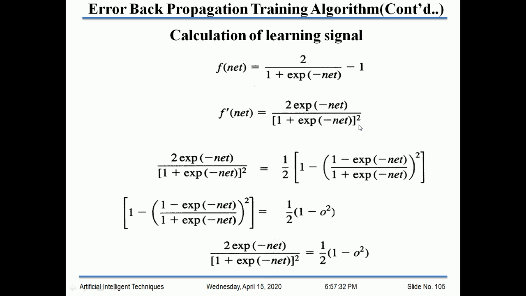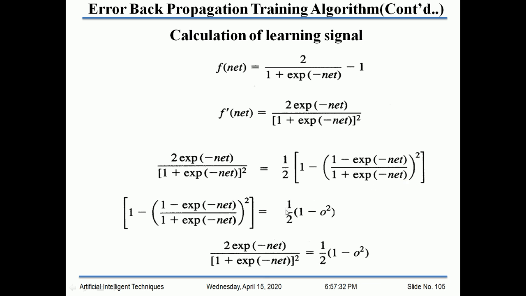And further simplification, see here how I have simplified this. 2 exponential of minus net by 1 plus exponential of minus net whole square can be written as half into 1 minus exponential of minus net by 1 plus exponential of minus net whole square. When I square it, take the LCM and perform the simplification, it comes as 2 into exponential of minus net by 1 plus exponential of minus net whole square. But what is this 1 minus exponential of minus net by 1 plus exponential of minus net?